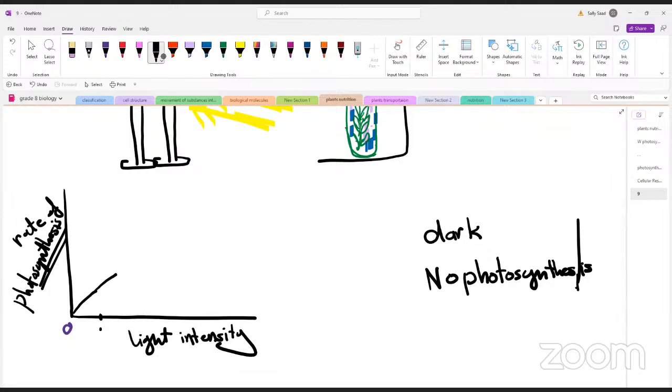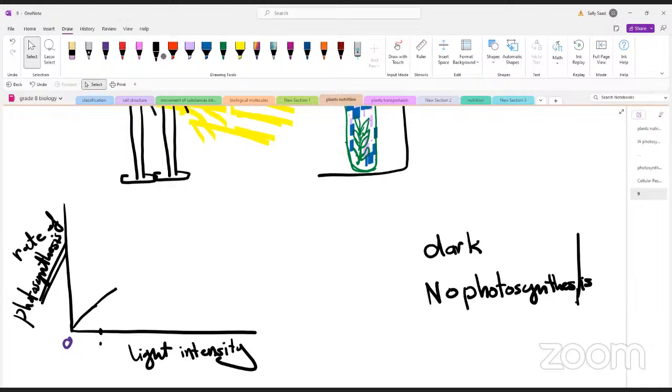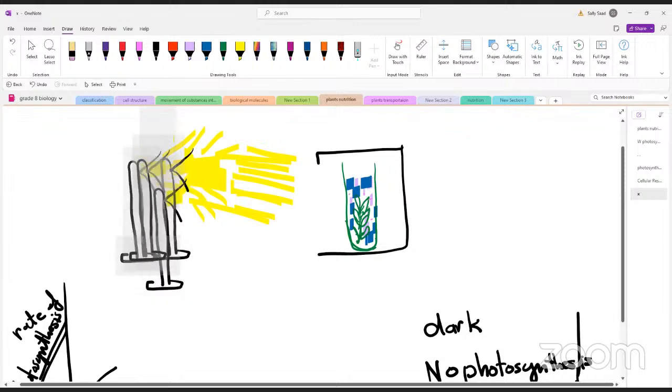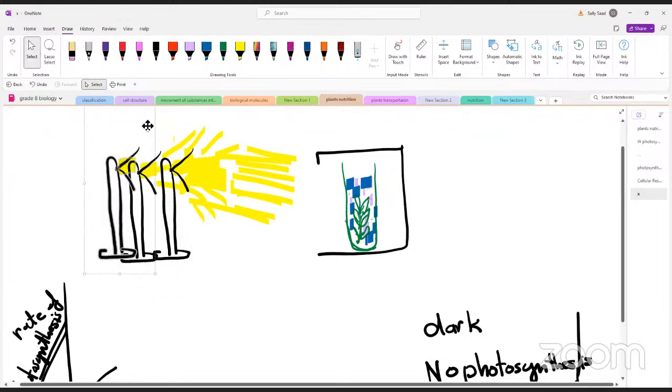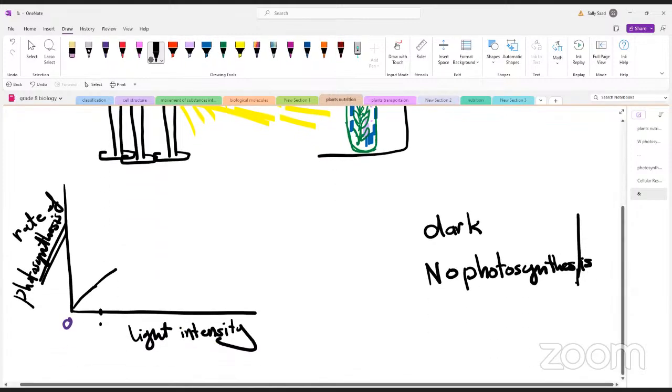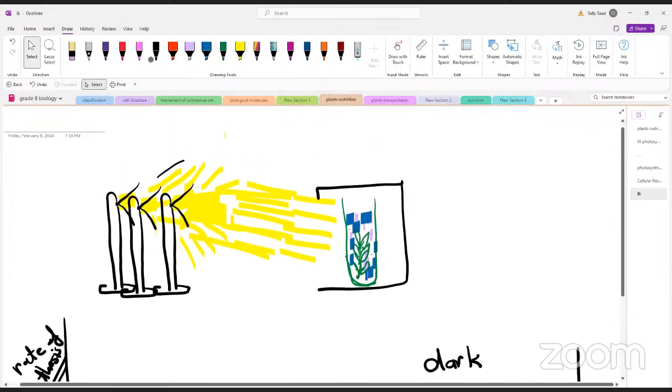Agree? I will put one more lamp here. So more and more light going to the plant. So more photosynthesis. More lamps.